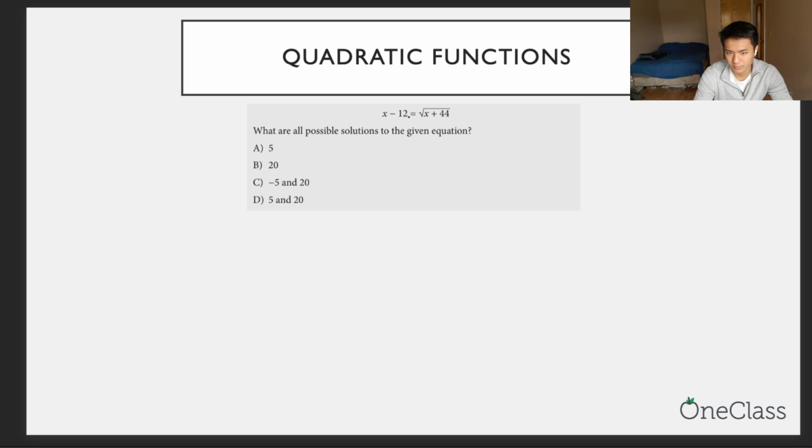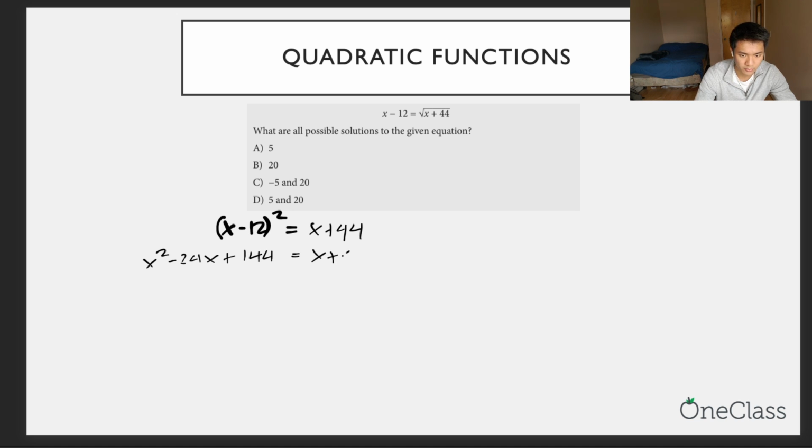So let's do that. We get x minus 12 squared is equal to x plus 44, because the square root and the square cancel out. What's going to be x minus 12 squared simplified? That's going to be x squared minus 24x plus 144 equals x plus 44.